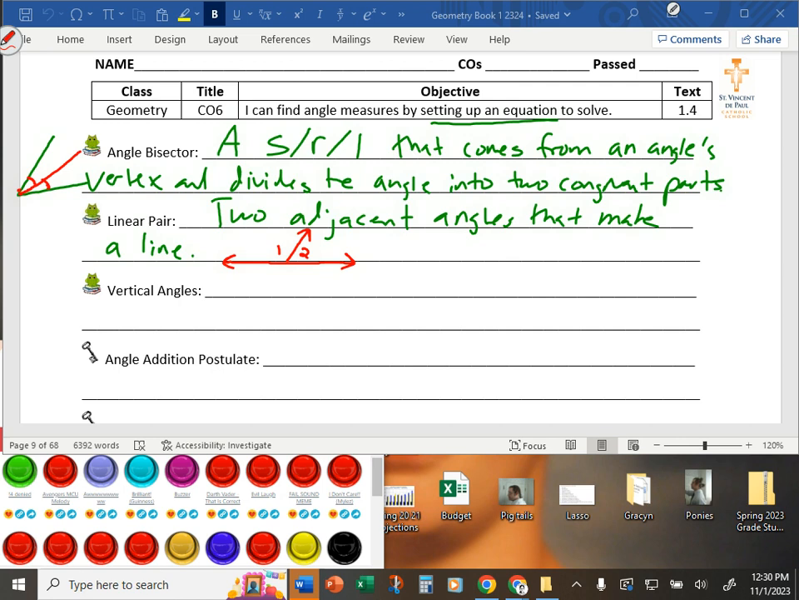What do we know about the sum of a linear pair? The measure of angle 1 plus the measure of angle 2 has to be what, Owen? 180 degrees. If you know that two angles are a linear pair, you can conclude that they add to be 180 degrees.